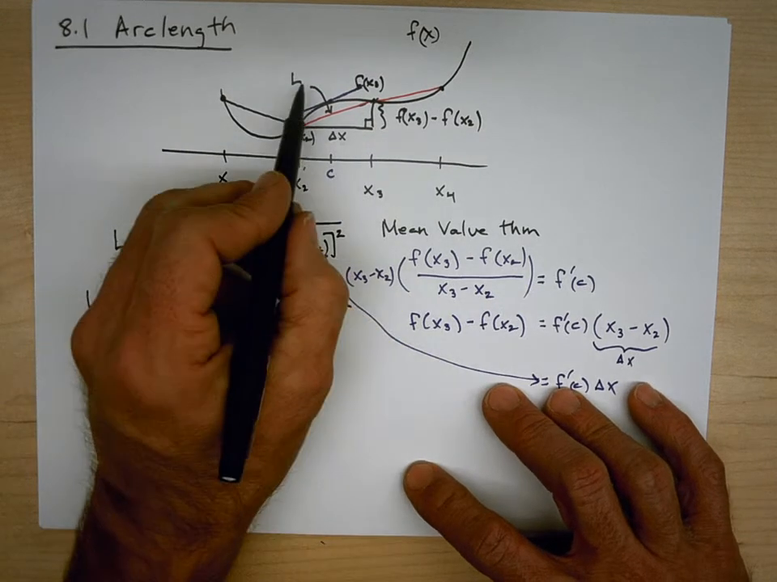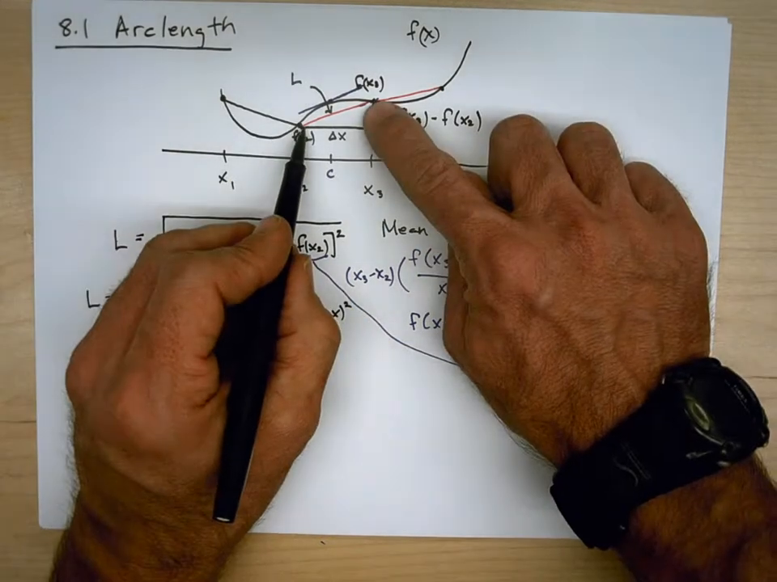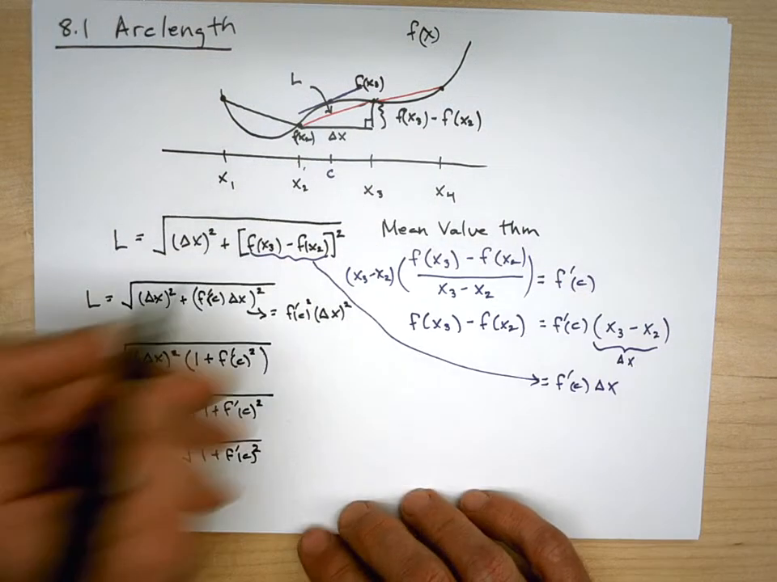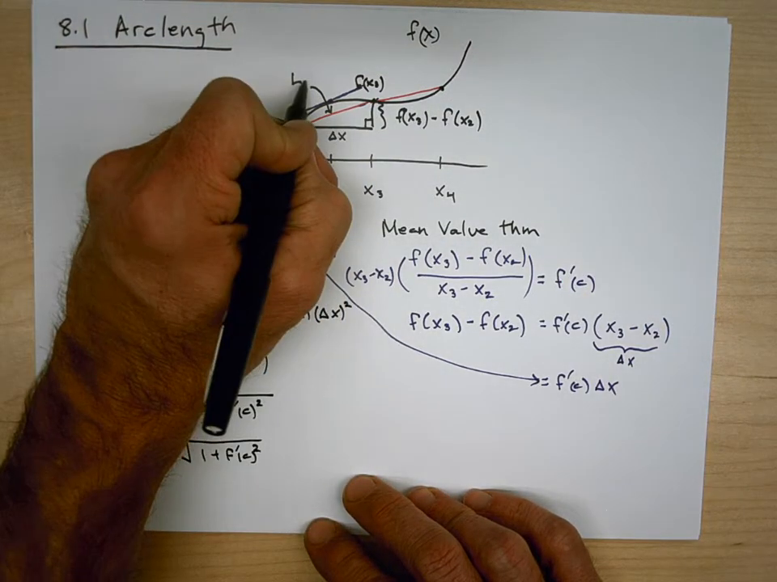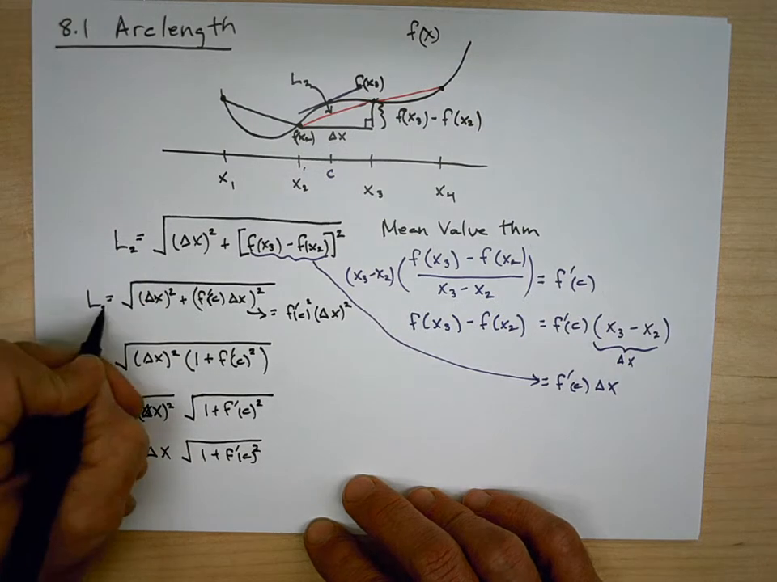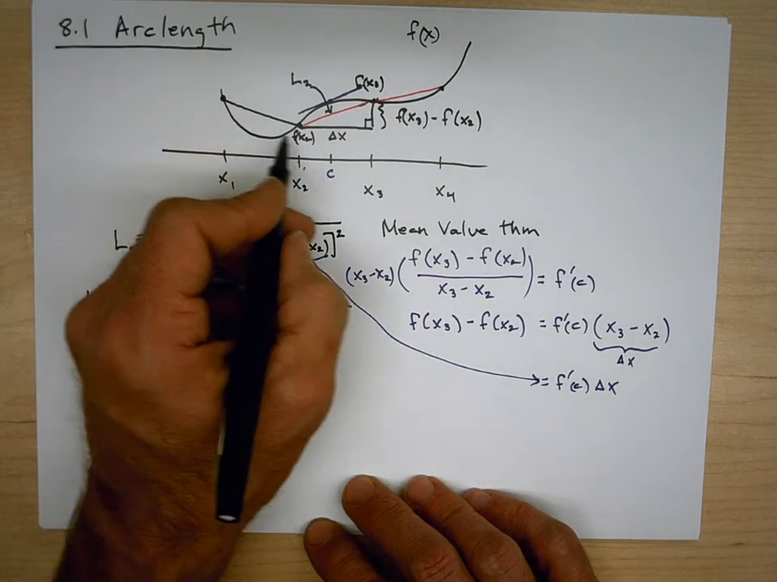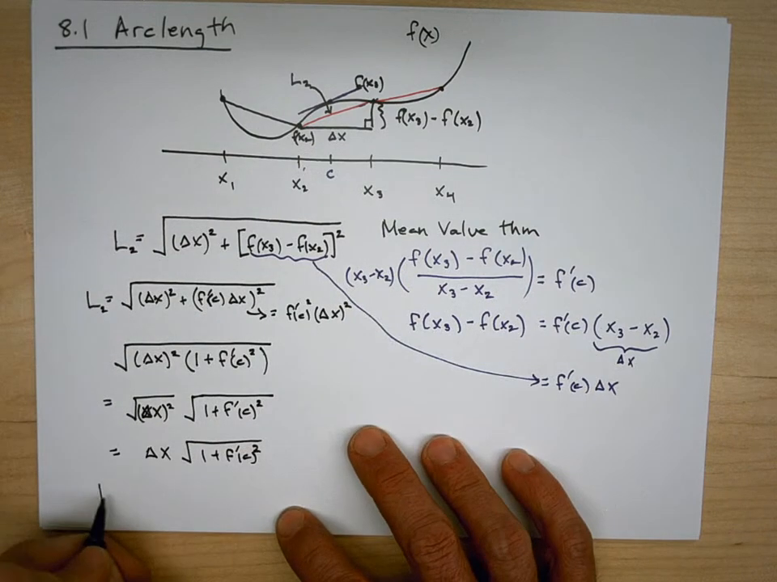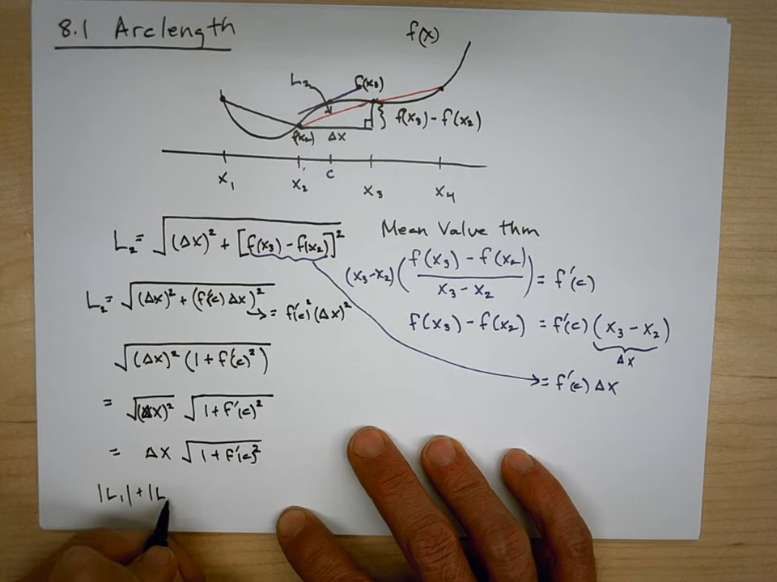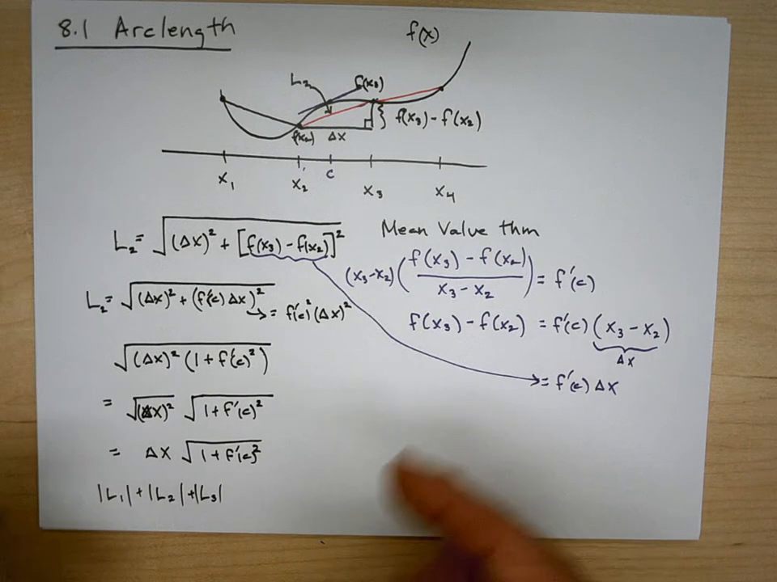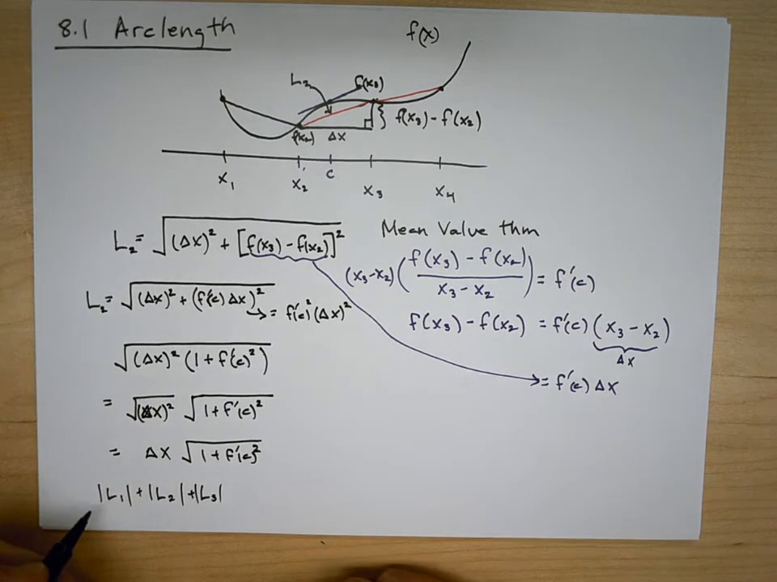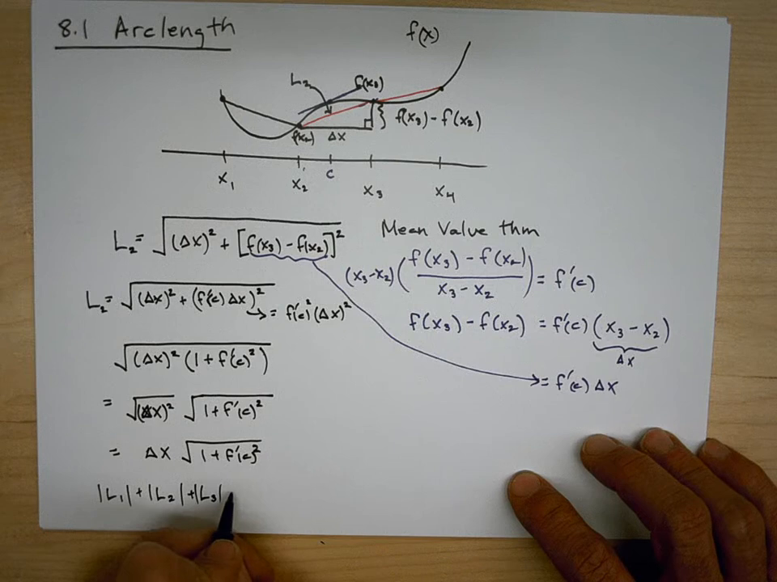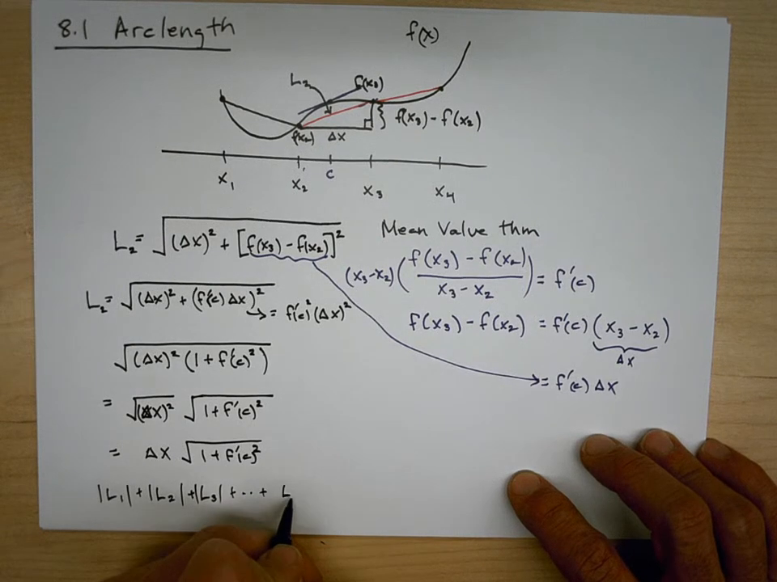But notice that this is just one of these. Since it's in the second interval, let's call it L2. So we just found L2. But if we had a whole bunch of these, or more points, then the length of the whole thing would be the length of L1 plus the length of L2 plus the length of L3. That absolute value we're just using as the length, that's what we mean. And then up to, we might have n of these.